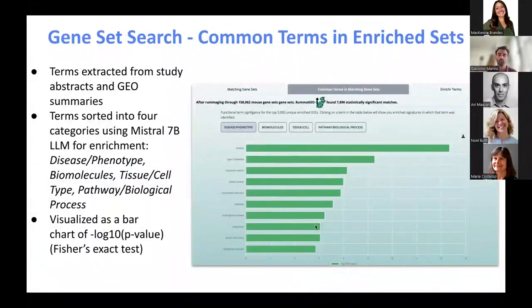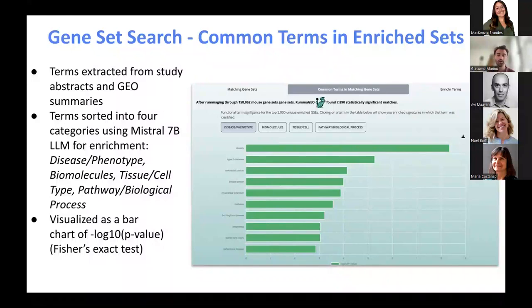Another thing that we did was look at these functional terms that we could extract from PubMed abstracts associated with these studies or from the GEO summaries themselves. Then we sorted those into categories using an LLM. These are four categories: disease phenotype, biomolecules, tissue or cell type, and pathway or biological process. Here we can look at the enrichment of those terms in unique studies that were enriched with your inputted gene set, so you can get a sense of what those enriched studies entail.